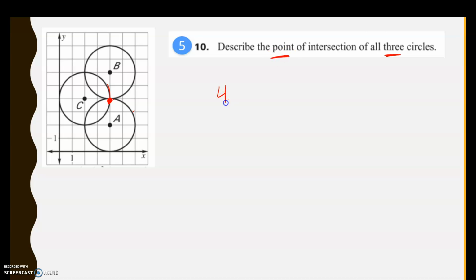A lot of you guys are putting 4, 4 and wondering why it was wrong. Well, a point, we have to make sure it is an ordered pair. So that's it. That's all it was asking for. At what point do all three circles touch? And it's at (4, 4).